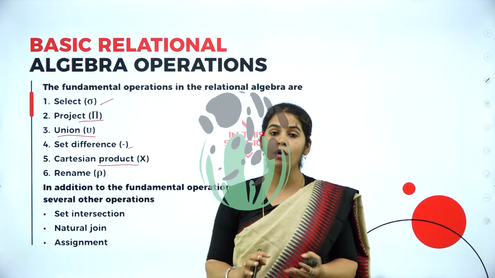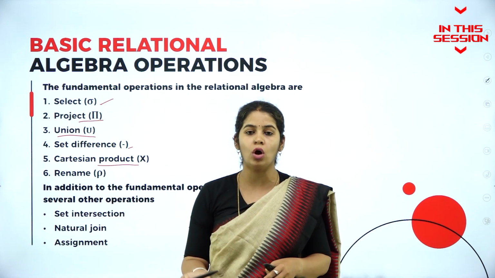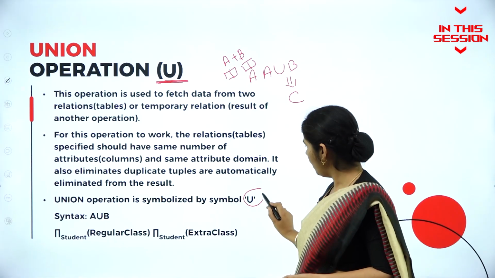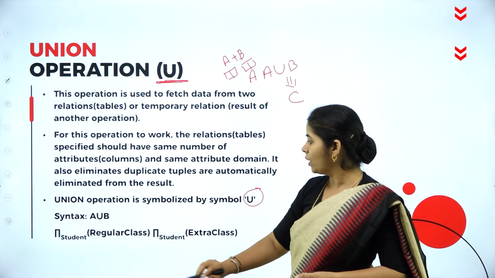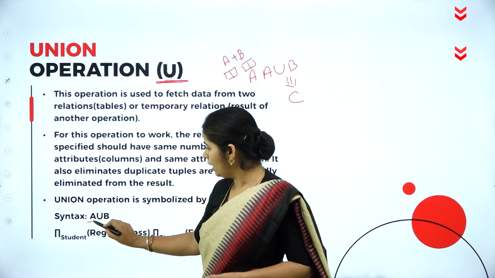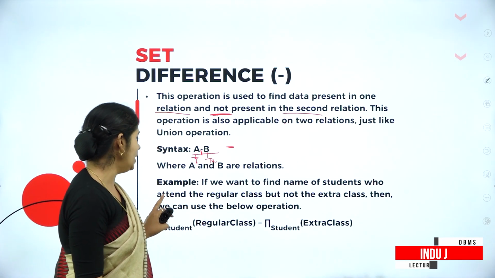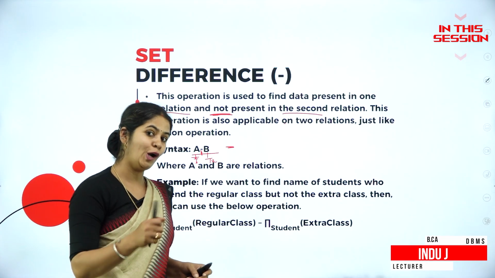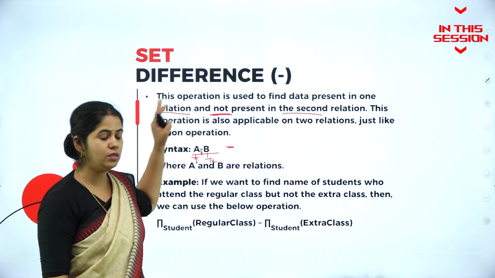Cartesian product: the product of two tables, combining two tables, even the rows and then the columns, is called a Cartesian product. How do we represent a union operation? By the symbol U. And the syntax will be A union B. If we want to find the names of the students attending the regular class but not the extra class, we have to go for the set difference operation.